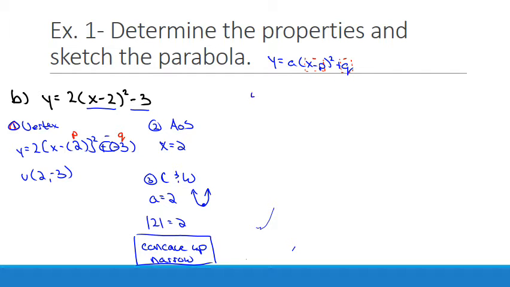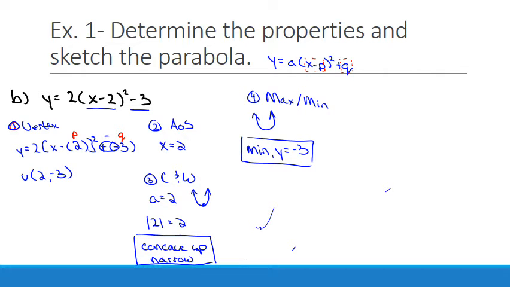That was the third. So the fourth property we were looking at is the max or min. And as discussed already, I already know it's going to be a minimum because it is smiling, everybody. So I have a minimum, and it's whatever the y value of your vertex is, which happens to be -3.